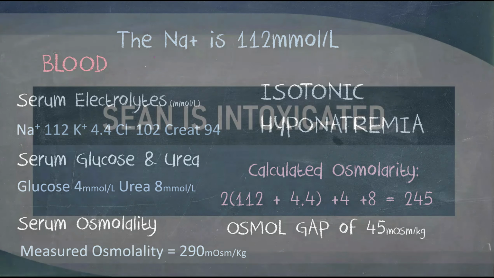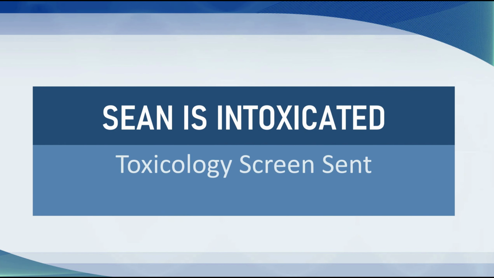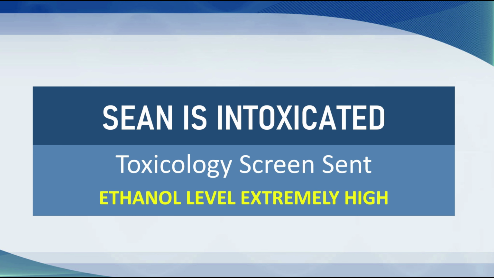And it turns out that Sean is intoxicated. A toxicology screen is sent and his ethanol level in his blood is extremely high. So Sean is drunk. In this situation, you need to make a decision. Is Sean a chronic alcoholic who has chronically low sodium, whose brain may be affected? Then you need to be extremely careful how you manage him subsequently. If this is a young guy who's just gone out on a binge, I think there's a terrible tendency to over-medicalize this. This is actually quite a common phenomenon.